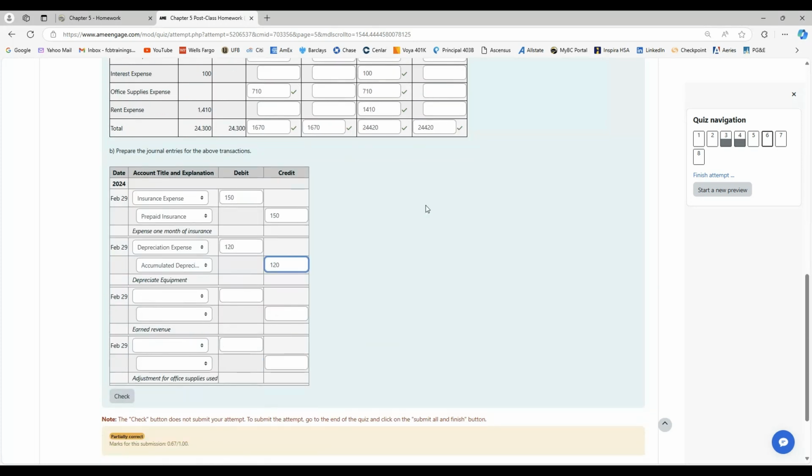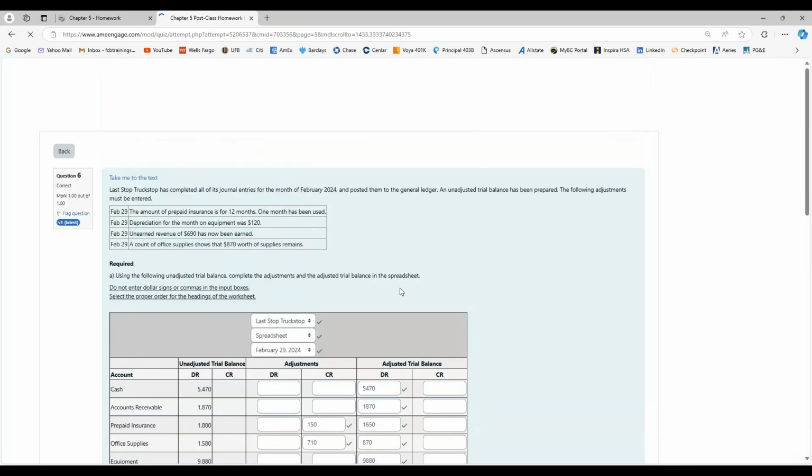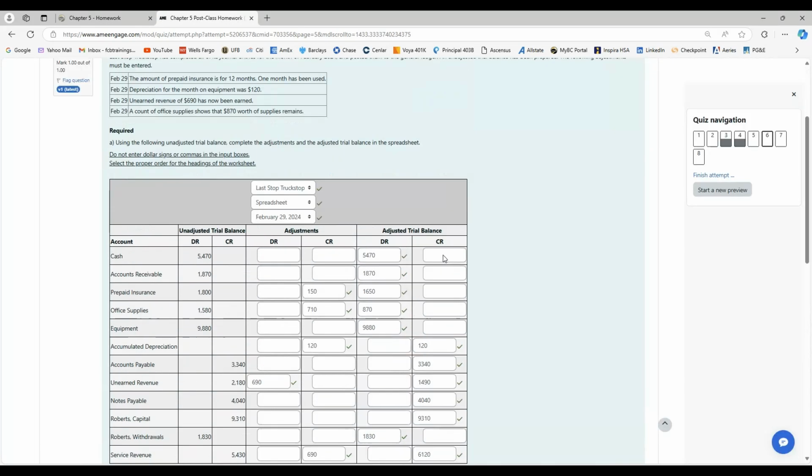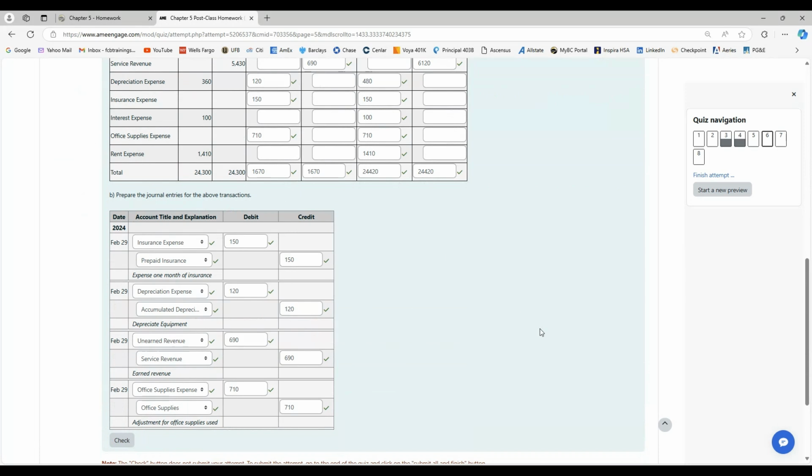Yeah. Earned revenue, what was it, $690, I think? Yeah. So we're going to reduce our unearned revenue and we're going to record the revenue. First up, the revenue that we earned on the income statement, reducing our liability for $690. And then $710 for office supplies expense. We're going to record the expense and reduce the asset by $710 for both. There we go. 100% on that one. Cool.